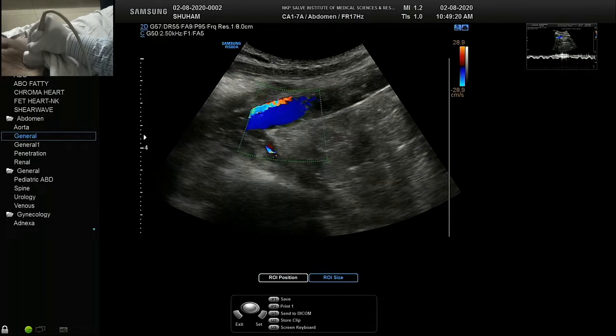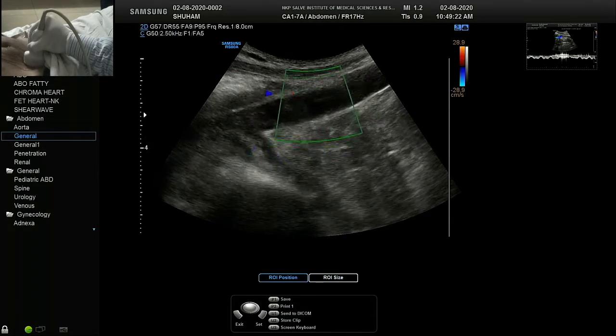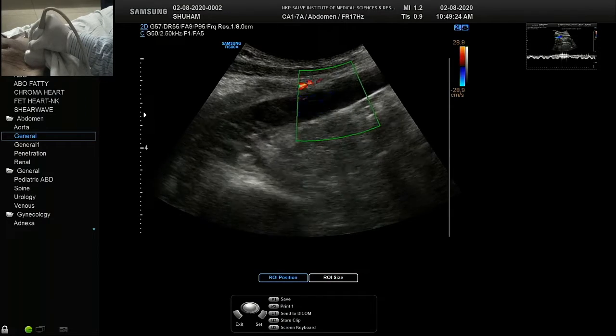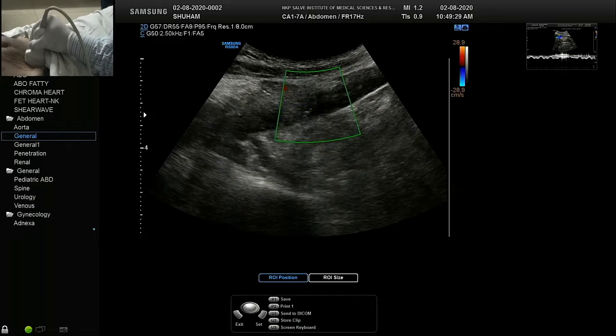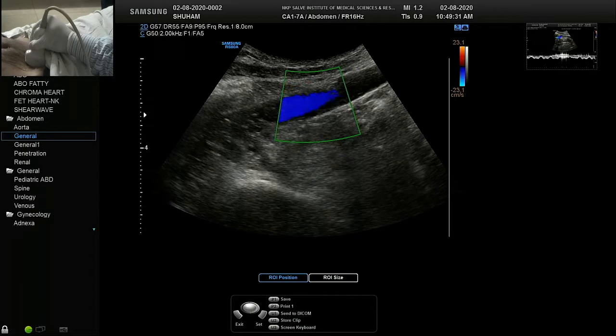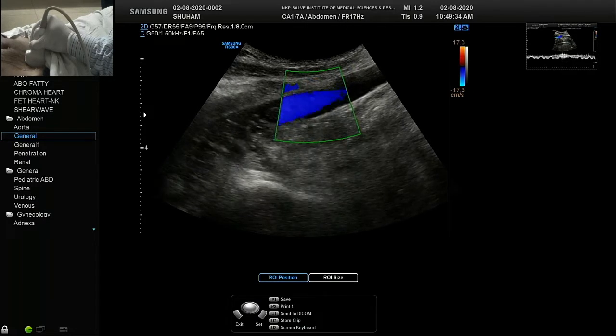Now we will reduce the box size. This reduces the unnecessary artifacts, and now we will just sample the vein. It is not getting very much filled, so I will reduce PRF so that it gets nicely filled.